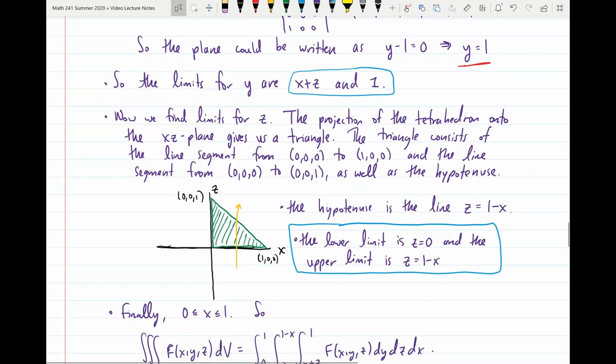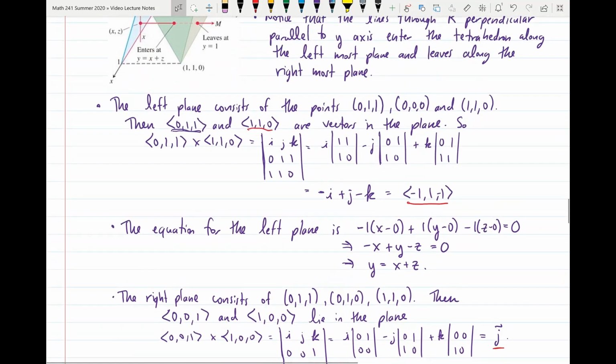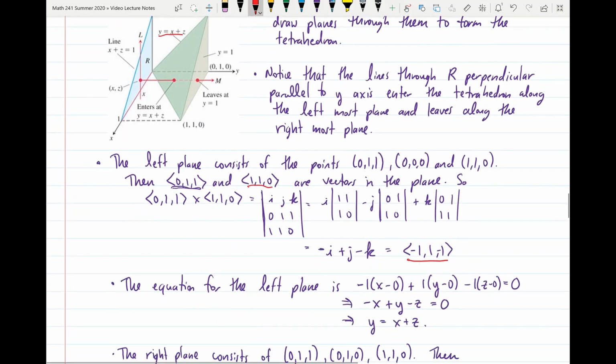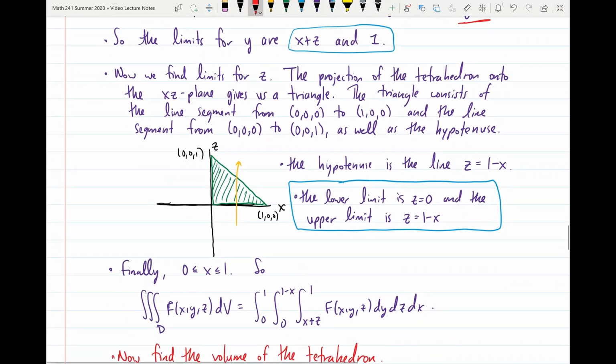Okay, so now we want to find limits for z, since we have our limits for y, and z is the next variable of integration. So the projection of the tetrahedron onto the xz plane gives us a triangle, which is given in our diagram here. So it gives us this blue triangle, which the book calls R. And I gave another picture of it here.